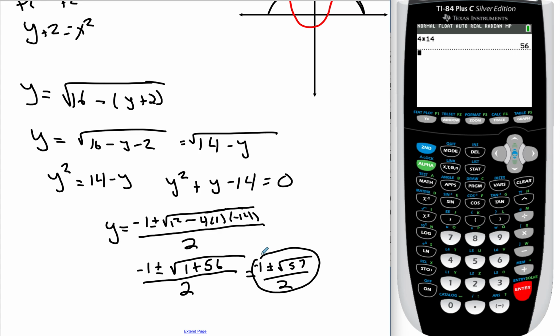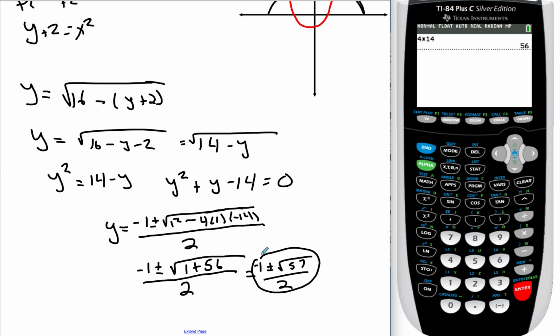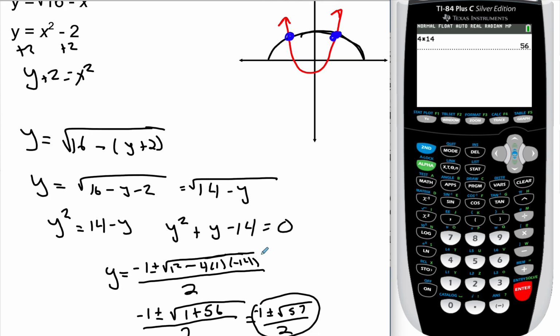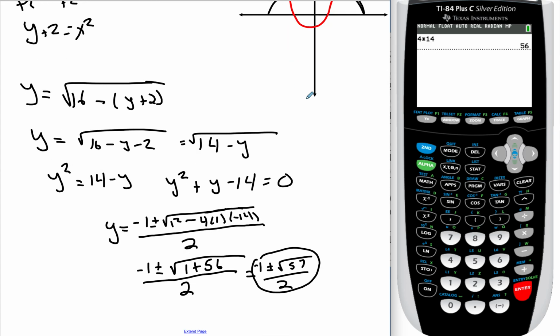That's all right. Now, I got to think about this. Hold up. All right. Here's the problem. We know that none of the intersection points are negative. We can see the intersection points are both going to be positive. Even if the parabola graph was wrong, we know the semicircle never attains a negative value. So what that means is we're going to throw out the negative.